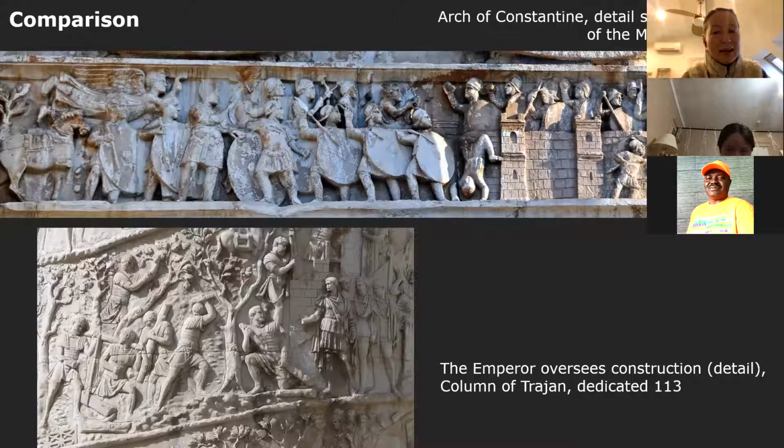All right, comparing here between the Milvian Bridge scene over here on his arch, and here we have a detail from Trajan, the first sort of good emperor, as he was labeled, where Romans were conquering lands, but also building infrastructure like roads and bridges and buildings. So when you look at these two, look at the style that they were carved in.